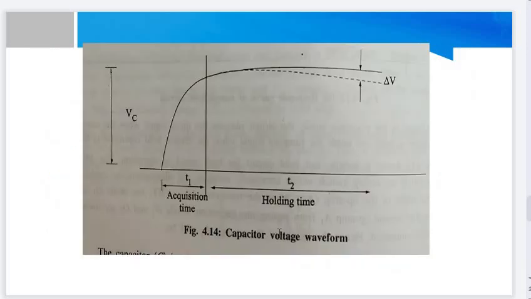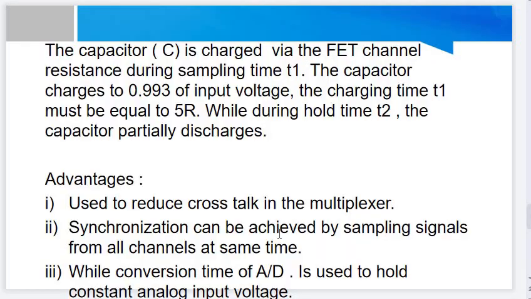The capacitor voltage waveform is shown in the figure. Initially, during the acquisition time, the variation goes from 0 to peak, and it remains approximately constant during the hold time. The capacitor C is charged via the FET channel resistance during the sampling time T1. The capacitor charges to 0.993 of the input voltage. The charging time T1 must be equal to 5RC. During the hold time T2, the capacitor partially discharges.